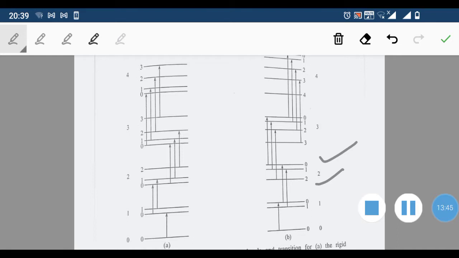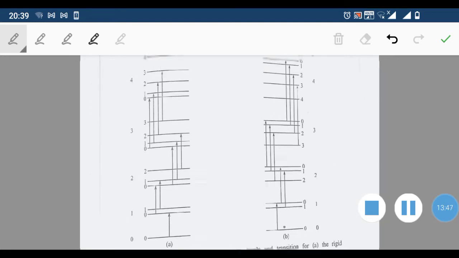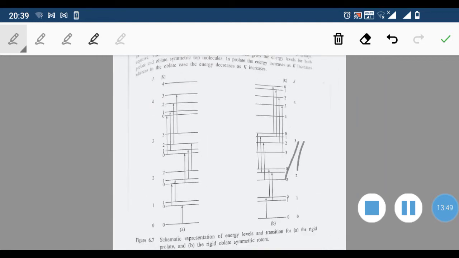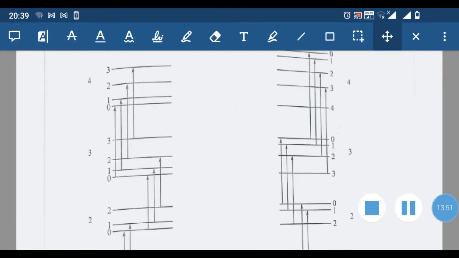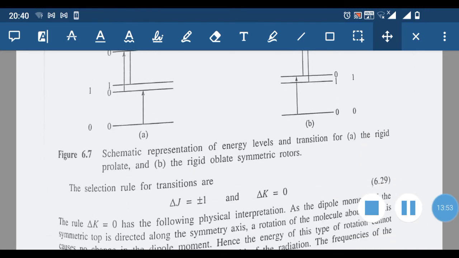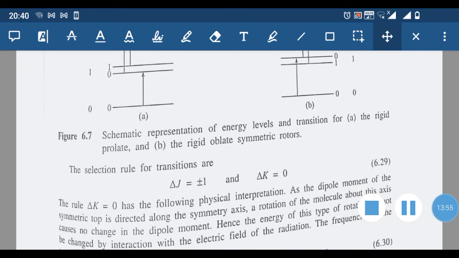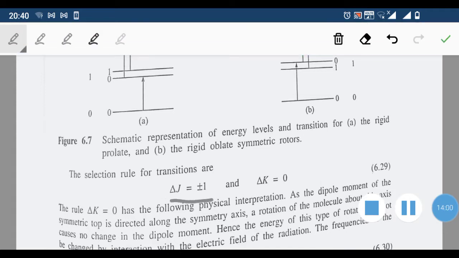Now next we can come to the case of the spectral lines. How can we obtain the spectral lines? So in order to know the spectral lines, we have to know the selection rule. Here the selection rules in this case are delta J equal to plus or minus 1 and delta K should be 0.